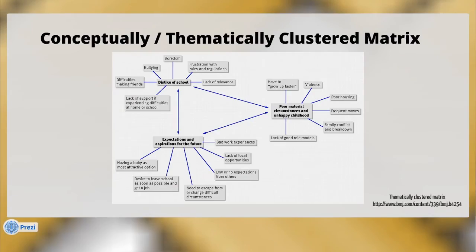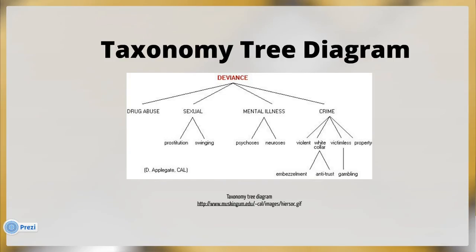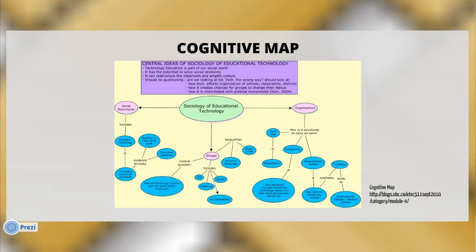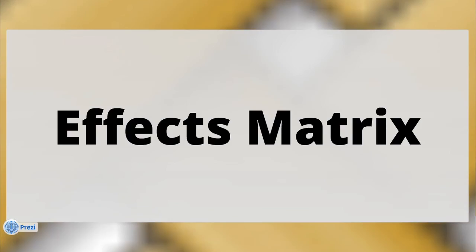Example: conceptually or thematically clustered matrix. It summarizes a massed number of data through combining related questions from a theoretical point of view. Taxonomy tree diagram. It shows the breakdown of concepts into its parts or elements. Cognitive map. It is a diagrammatic plotting of an individual's way of thinking about an issue. Effects matrix. Shows that effects of an action are a necessary precursor in explaining points of decision.